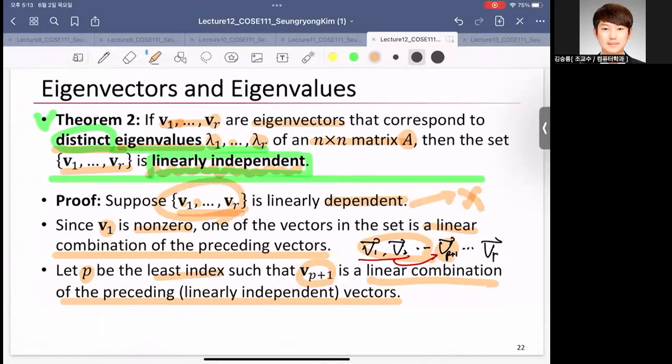This is Theorem 2. This theorem 2 will be used in many algorithms, such as diagonalization. We will talk about this later. Anyway, this is just a theorem.